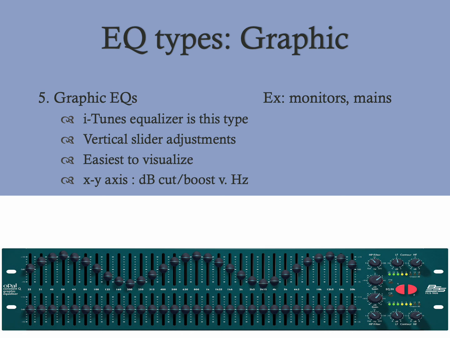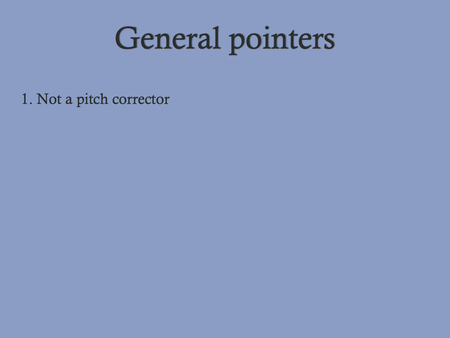Whereas 800 hertz is boosted all of the way, so it's at plus 10. So that's how to read and operate your graphic EQ. Generally speaking, it's not a pitch corrector.